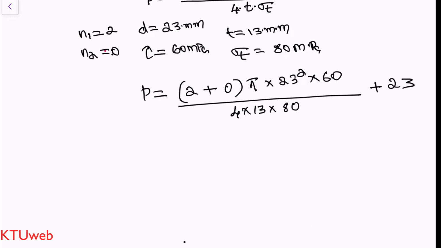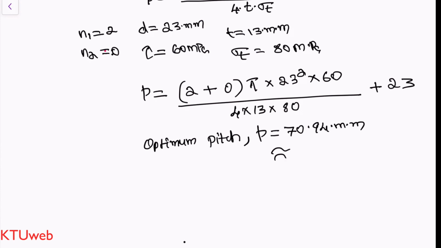And upon solving, you will get optimum pitch is equal to 70.94 mm. You can go for an approximation of 71 mm. So we got a pitch based on our requirement. Here, this is the catch. This pitch is based on your requirement and it is not yet standardized.